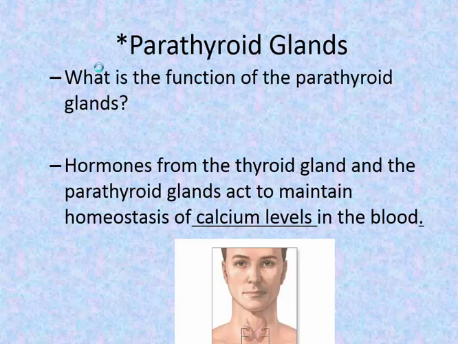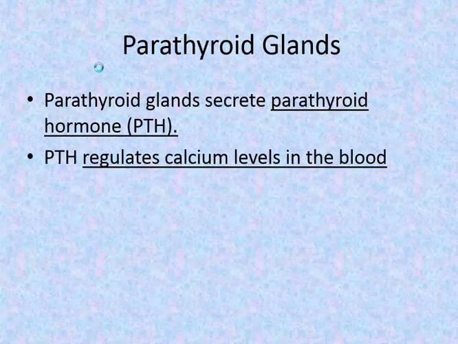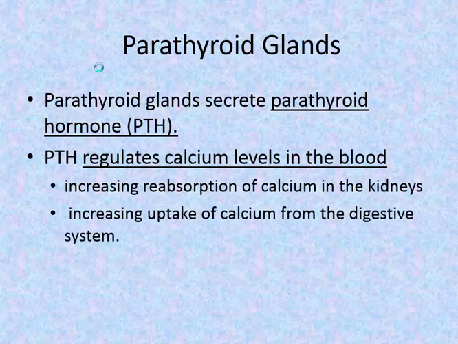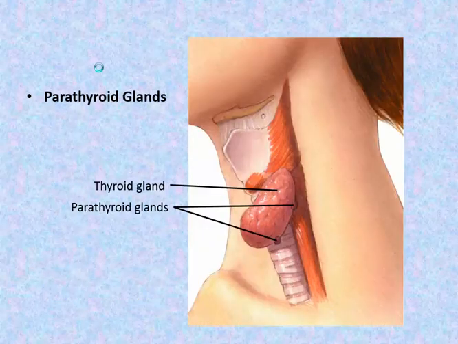Parathyroid glands are on the outside of the thyroid, and they help to regulate calcium levels in the blood. The hormone that does that is PTH, called parathyroid hormone. And the way it does that is it instructs the kidneys to reabsorb calcium, or keep in some of the calcium, and also to keep in calcium from the digestive system, so the digestive system absorbs the calcium. Here's where the parathyroid glands are. They're teeny tiny, aren't they? Those little nodules right there.